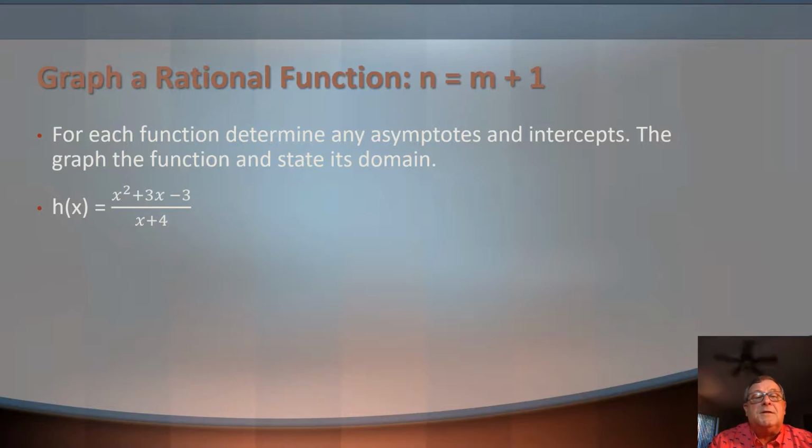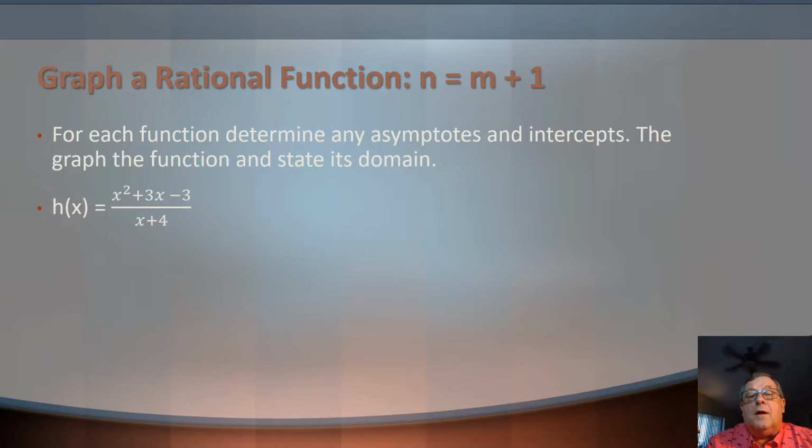So here we've got this rational function, and we're asked to find any asymptotes and the intercepts, then graph the function and state its domain. We'll graph it a little bit later because we're going to focus on the asymptotes and the intercepts.